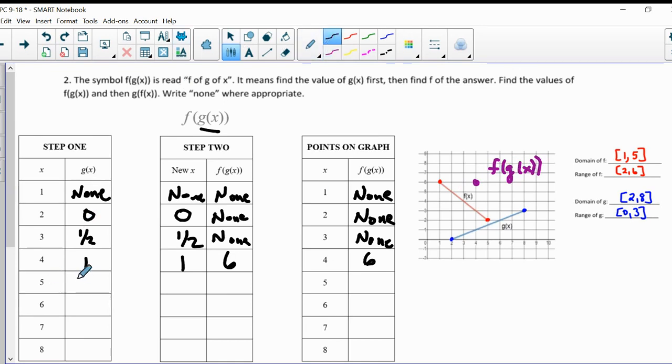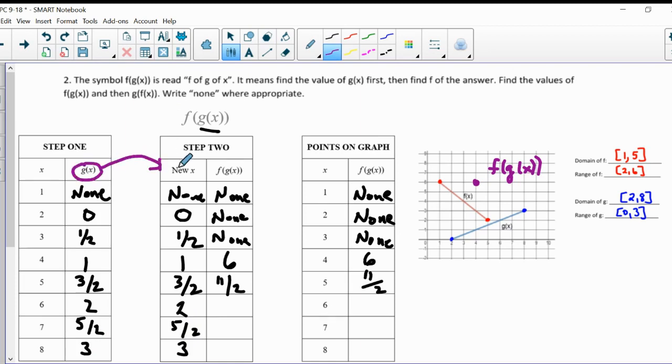Now I can continue with this, and I'm going to do this pretty quickly. 5 gives me 3/2, and then when x is 3/2, I substitute that into f, I get 5.5, or 11/2. So 11/2 will be on my new graph. And since these are linear, this isn't that hard to figure out what's happening. One of the big things that we do need to be aware of, though, is that whatever g of x is becomes the new x value that goes into f of g of x.